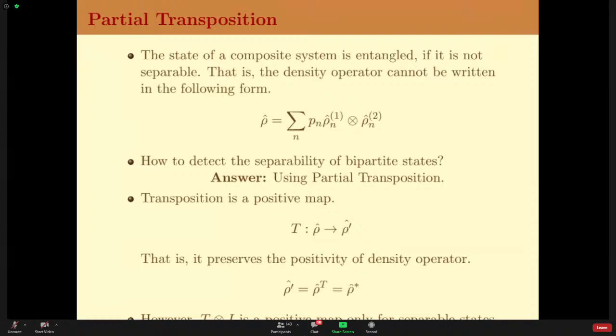Now the question is how to detect the separability of bipartite states, and the answer is using partial transposition. First, the transposition is a positive map. A positive map means a map that transforms a positive operator into another positive operator. Here the density operator is a positive operator, and this transposition takes a density operator into another valid density operator. However, the partial transposition is a positive map only if the state is a separable state. If the state is not separable, if it is entangled, then this partial transposition is not a positive map. So we are going to make use of this property of partial transposition to detect the separability of 2-qubit systems.